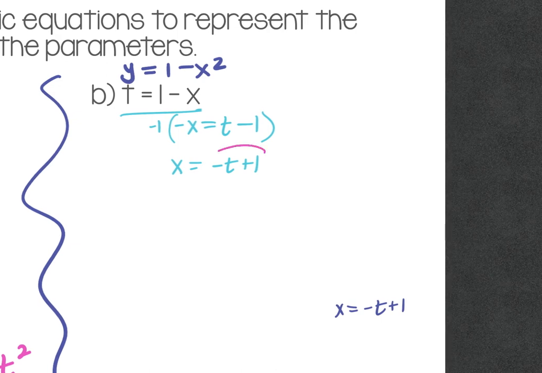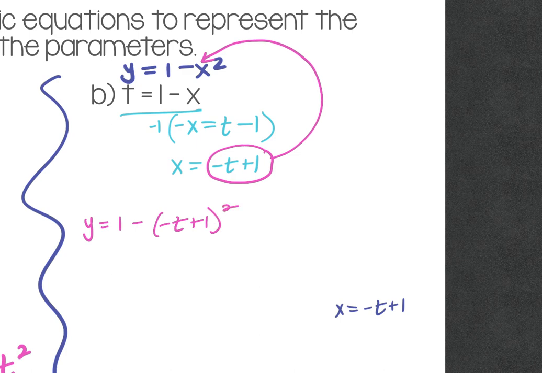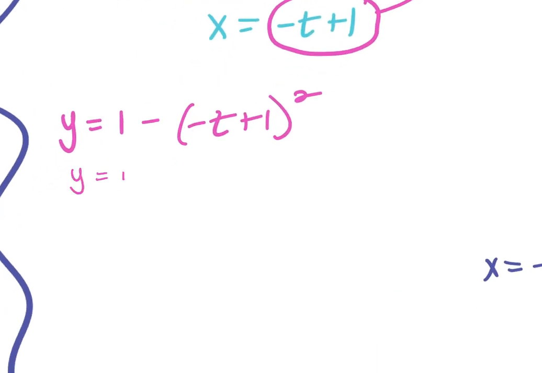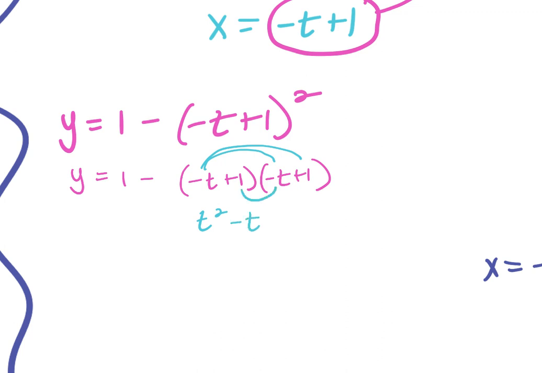Now I take what x equals and I plug it into the rectangular equation in the place of x. So I get y equals 1 minus (negative t plus 1) squared. And now we expand and FOIL. So I get y equals 1 minus (negative t plus 1) times (negative t plus 1). FOIL this out, so negative t times negative t is t squared. Negative t times positive 1 is negative t. Negative t times positive 1 is negative t, and 1 times 1 is 1.